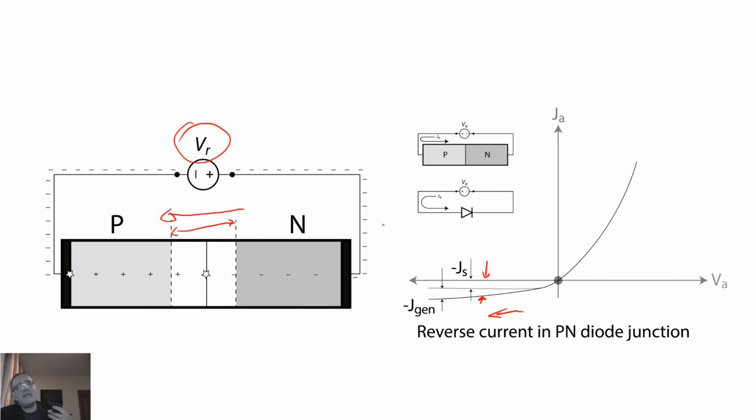And when I say large, I really mean very small current, but in comparison with the reverse saturation diffusion current, the generation current is larger. Both constitute the reverse diode current.